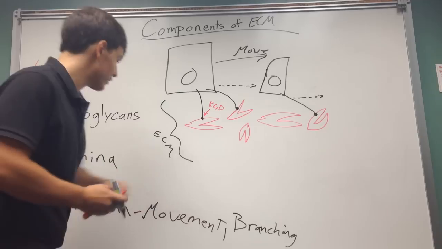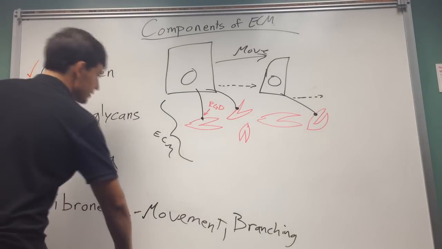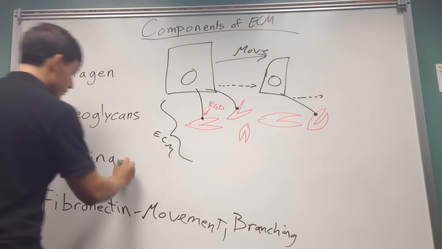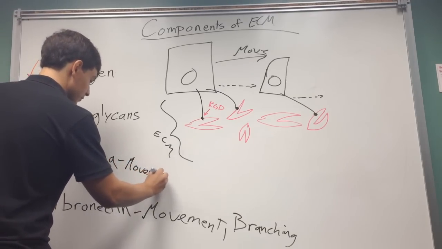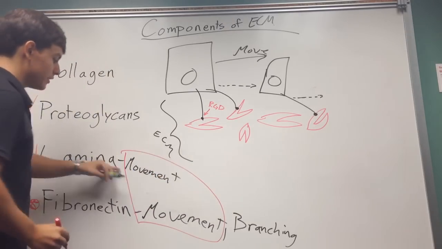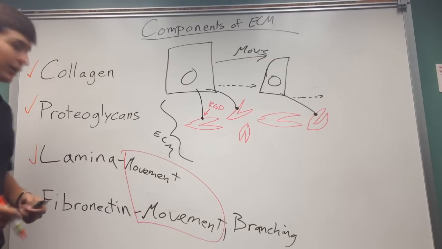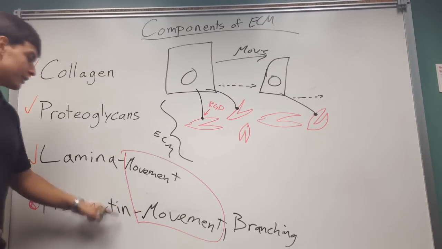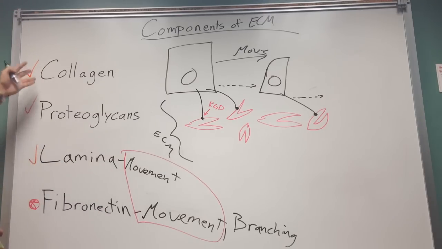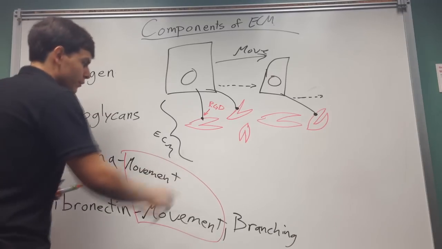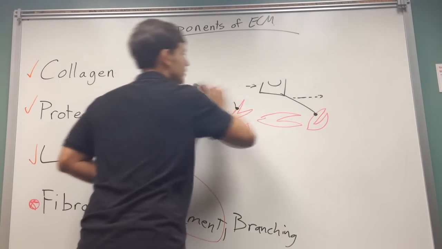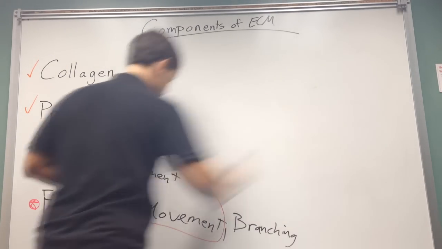So it helps with movement, as well as, oh, and on that note, I apologize, lamina is also important in movement. There's a portion in our book that says that when cells were moving, they were found in lamina and fibronectin-rich environments. So both of these can do movement, as well as how lamina added strength to the basement membrane. Then we saw in our book that branching can occur. We saw in our example in class that it could lead to branching.